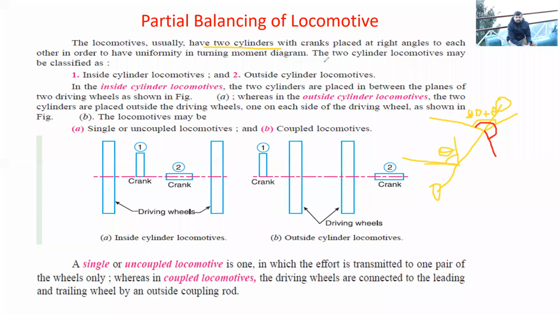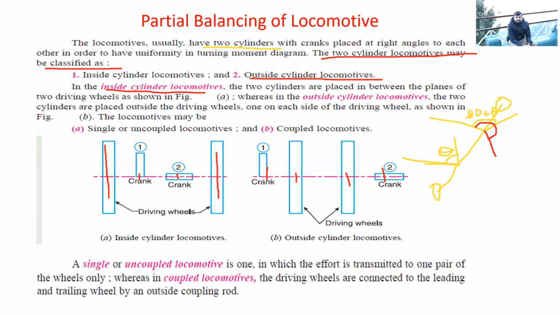All right. So the two-cylinder locomotive may be classified as the inside cylinder locomotive and the outside cylinder locomotive. The inside cylinder locomotive can be seen in this diagram. These are the driving wheels outside, these are the wheels, and inside there are two slider crank mechanisms. So over here and over here, okay, and crank positions are 90 degrees to each other. Similarly, for outside cylinder locomotives, the wheels are inside and the mechanism is placed outside the wheels. Okay, and again cranks will be at 90 degrees to each other.